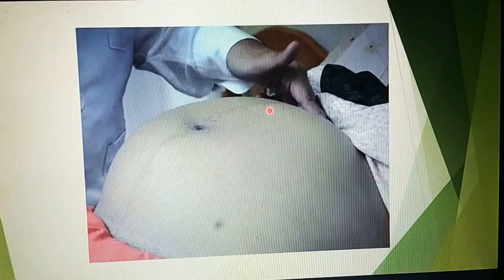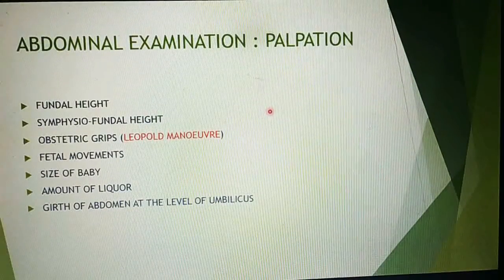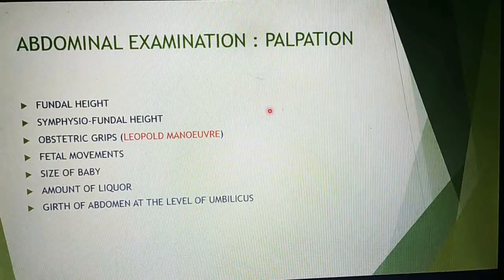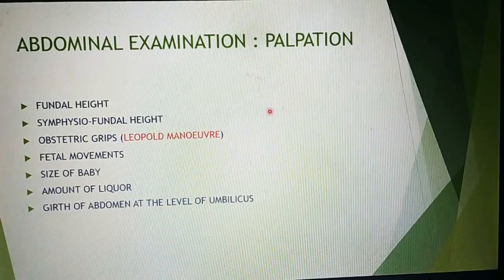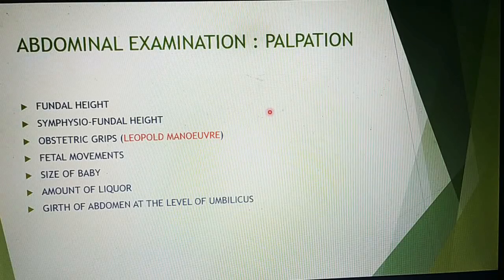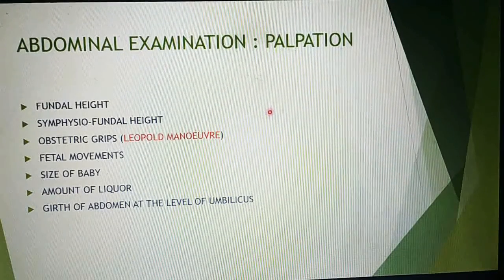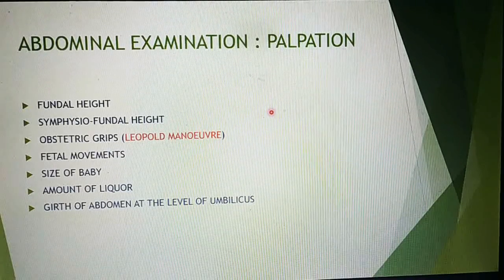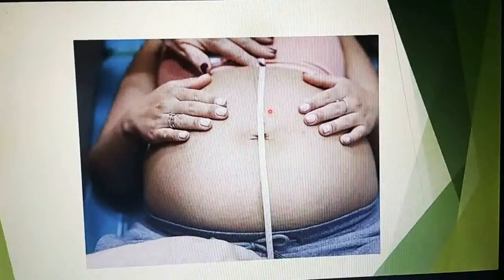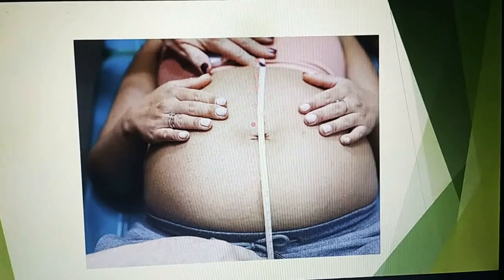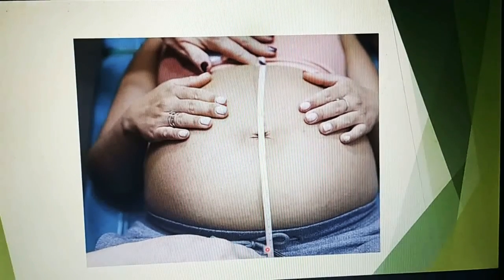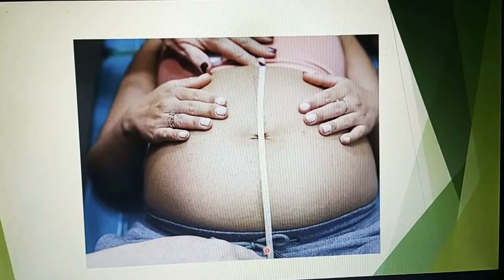So you should first record the fundal height. After fundal height, you should measure the symphysio-fundal height, the distance between pubic symphysis and fundus. Symphysio-fundal height is measured in supine position with both legs extended. So you should extend the legs of the patient before measuring. In this way, it is measured from the tip of the fundus to the pubic symphysis. A non-stretchable tape is placed and it is measured with the legs of the patient in extended position.